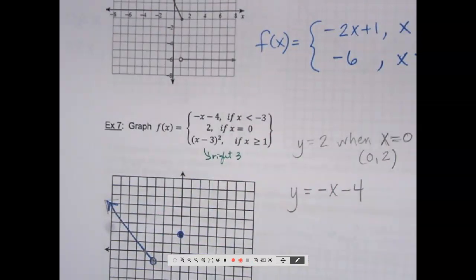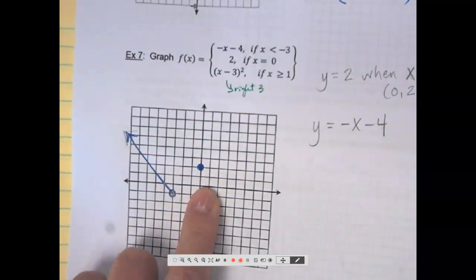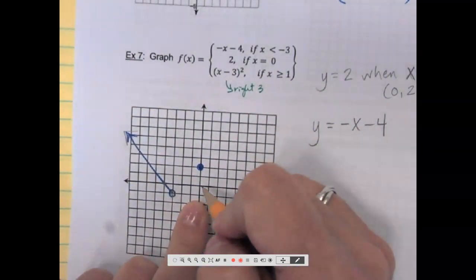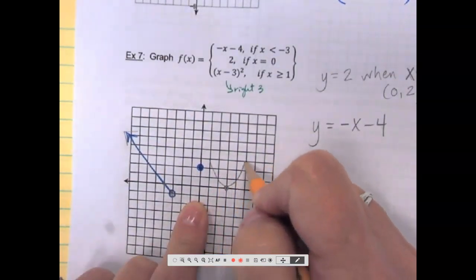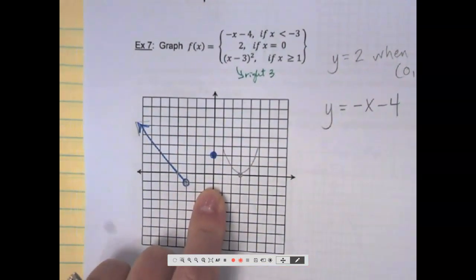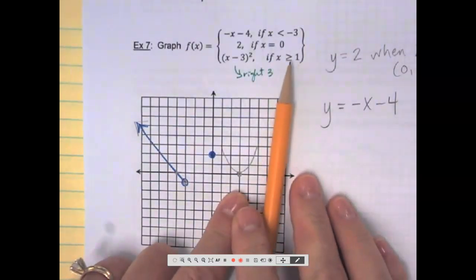Parabola shifting right 3. So that vertex of the parabola is not at the origin. It is over here at 3. 1, 2, 3. And then I've got some kind of parabola that goes like that. I want that parabola only where x's are greater than or equal to 1.